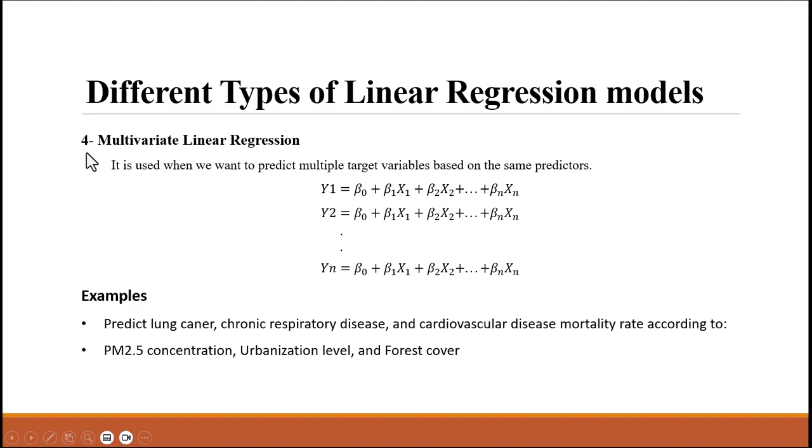The fourth type of linear regression model is multivariate linear regression. We use it when we want to predict multiple target variables, or dependent variables, based on the same predictors. For example, we want to predict lung cancer mortality, chronic respiratory disease mortality, and cardiovascular disease mortality using the concentration of PM2.5, urbanization level, and forest cover.